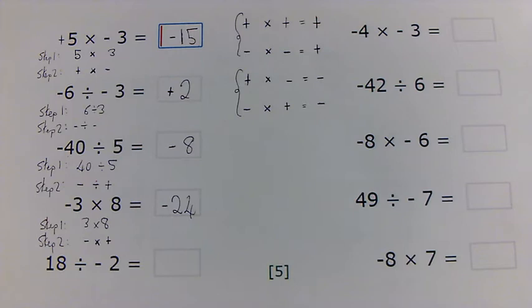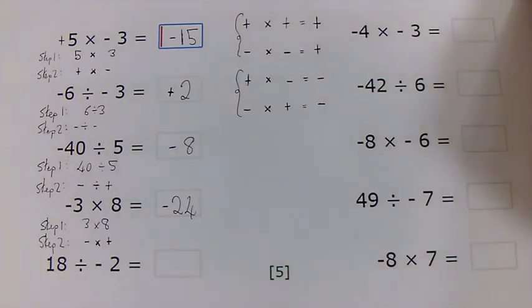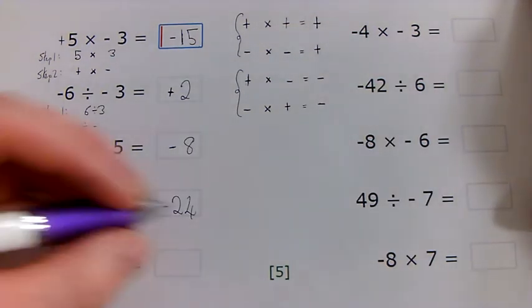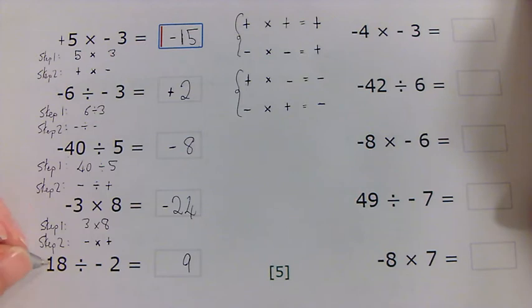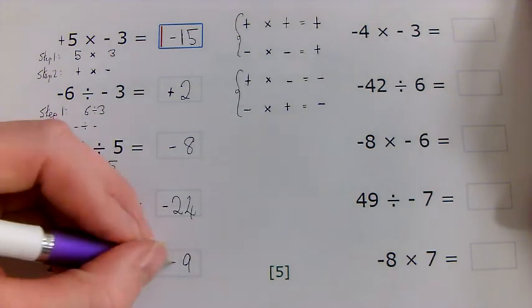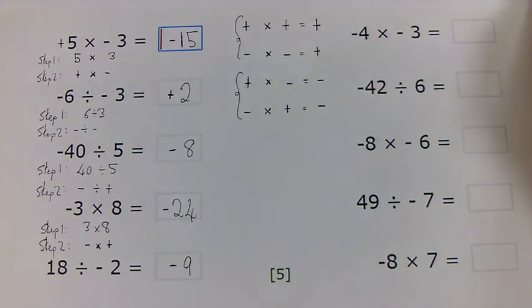I would suggest you pause the video, think about these remaining 6 questions yourself, and then hit play and see if you've got them right. Okay, 18 divided by minus 2. It is 18 divided by 2 is a 9. A positive divided by a negative is a negative, so it's a negative 9 on this one.